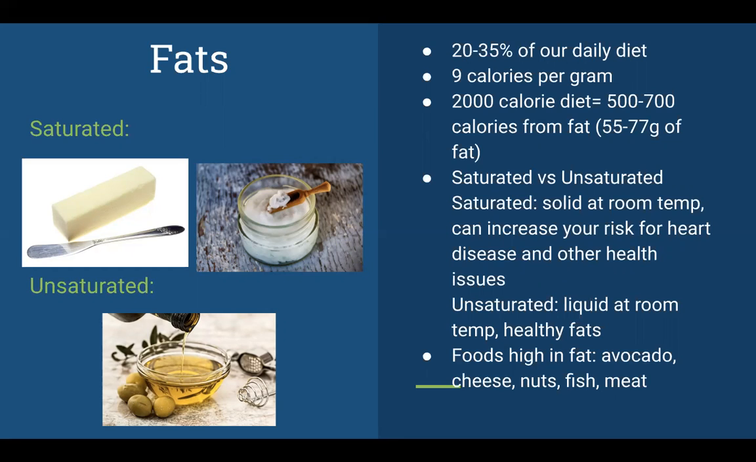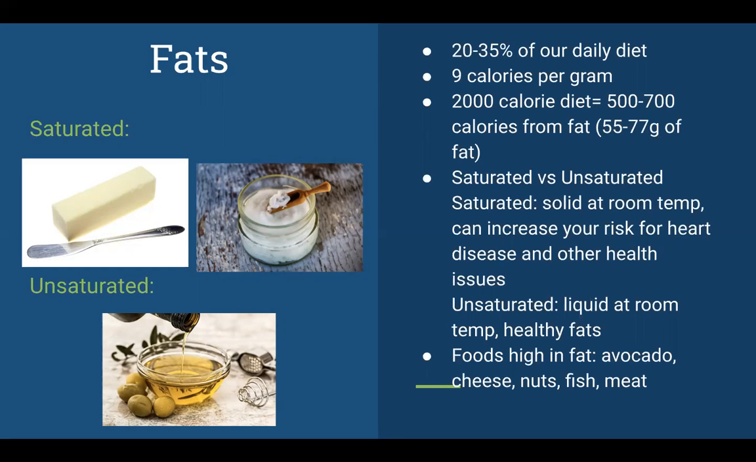So there are two major fat groups that we go off of, and that is saturated and unsaturated. Saturated fats, or our more unhealthy fats, are solid at room temperature and can increase your risk for heart disease and other health issues. Then we have our unsaturated fats, which are liquid at room temperature, and they're considered more of the healthy fats.